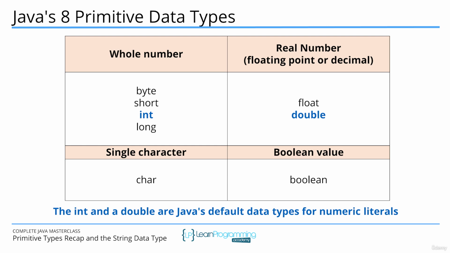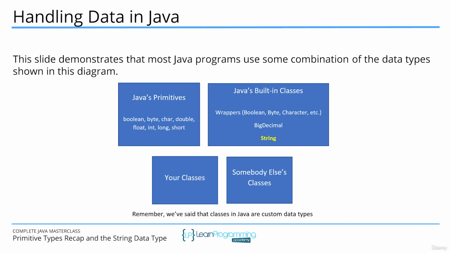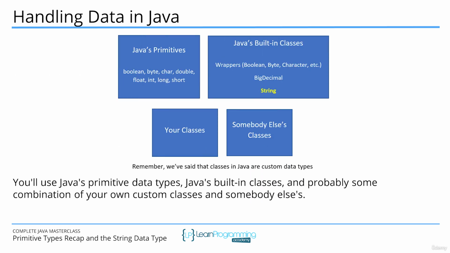So just to reiterate, those are the 8 data types we've looked at, all primitive types built into the Java programming language. As we go through the course further, you'll find that there's a way to create your own data types, which in Java are called classes. This slide demonstrates that most Java programs use some combination of the data types shown in this diagram.